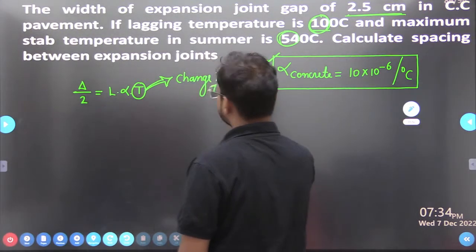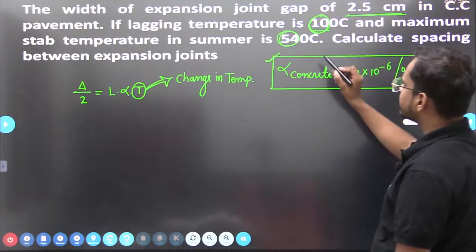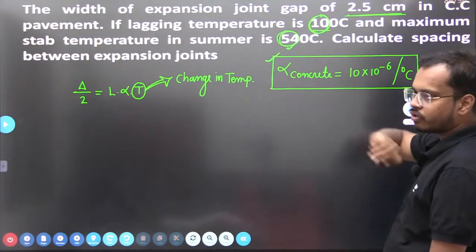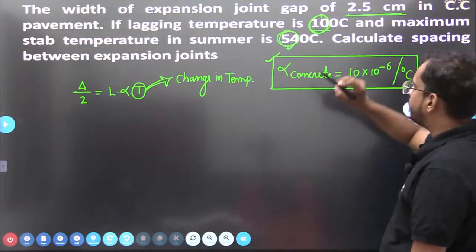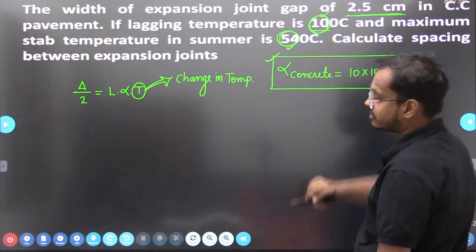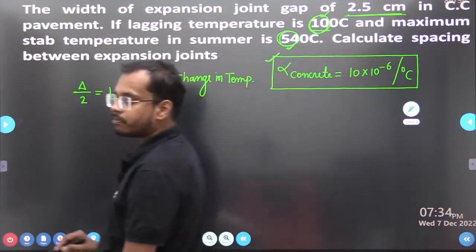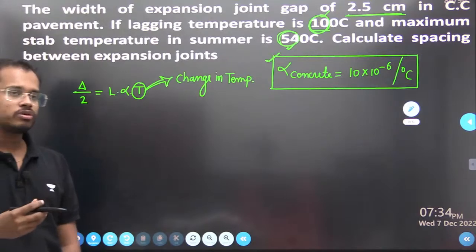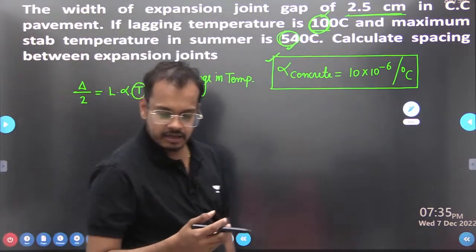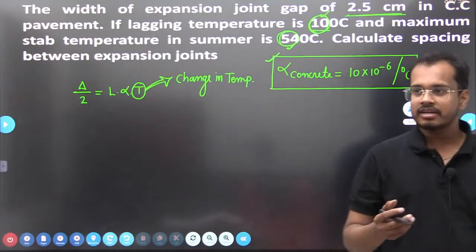So what is the highest temperature? Highest temperature is 54 degrees Celsius. What is the lowest temperature? Lowest temperature is 10 degrees Celsius. Then what is the change? 54 minus 10 gives 44 degrees Celsius, which is the temperature difference. Am I right?